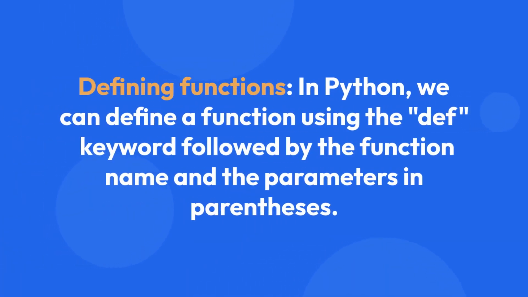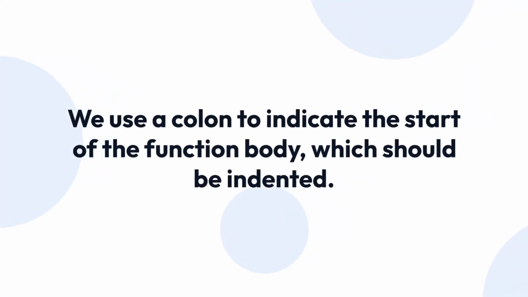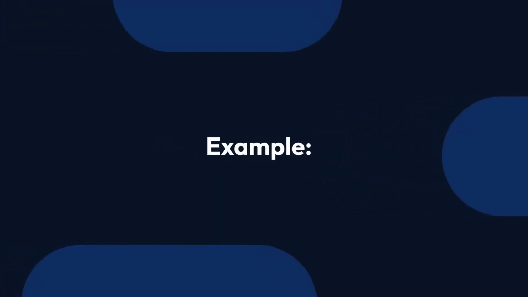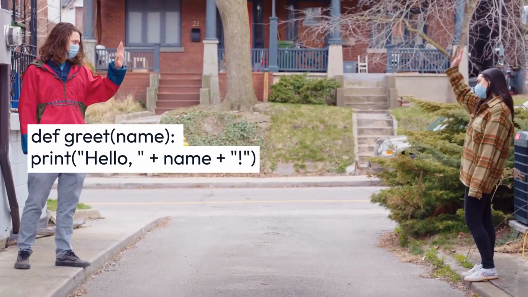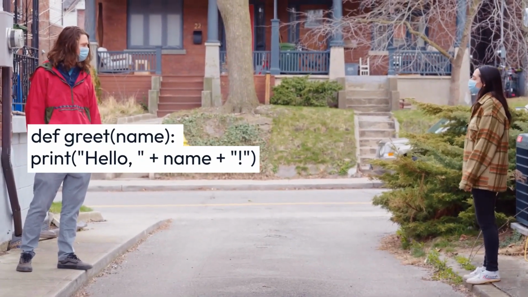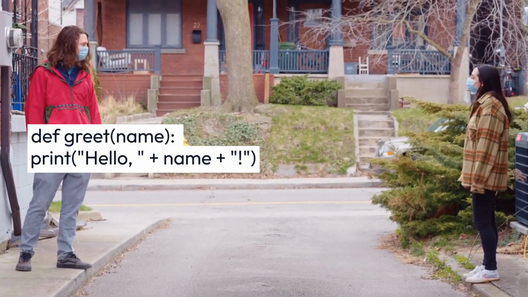Defining a function: we require a def keyword followed by the function name and the parameters in parentheses. We use a colon to indicate the start of the function body, which should be indented. Example: def greet(name): print("Hello", name), which will take a name and print it.